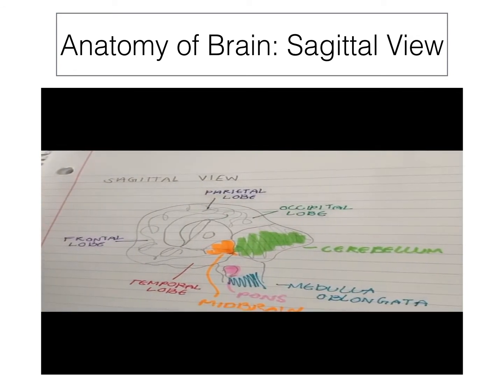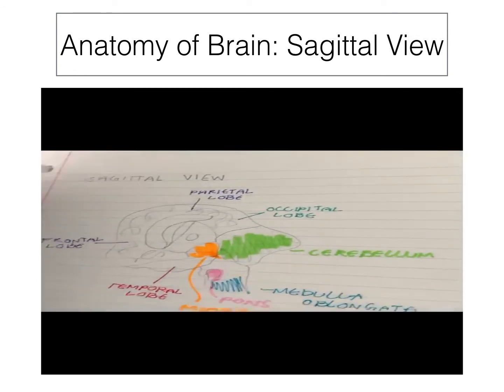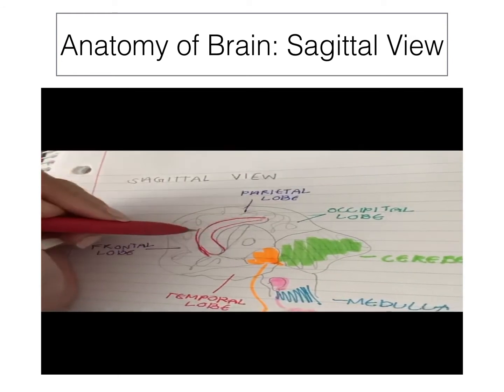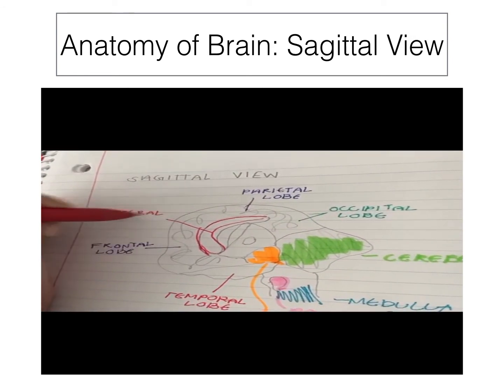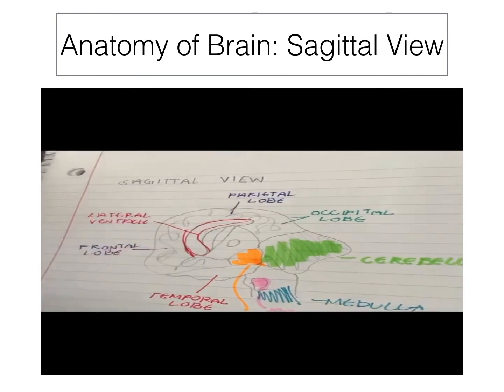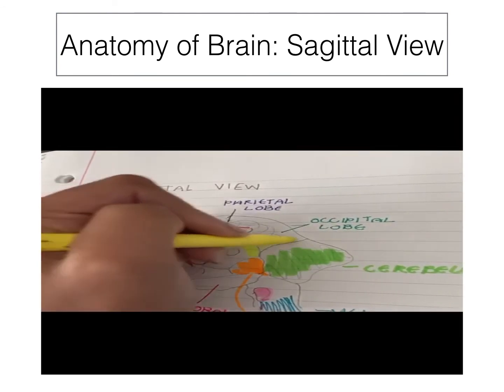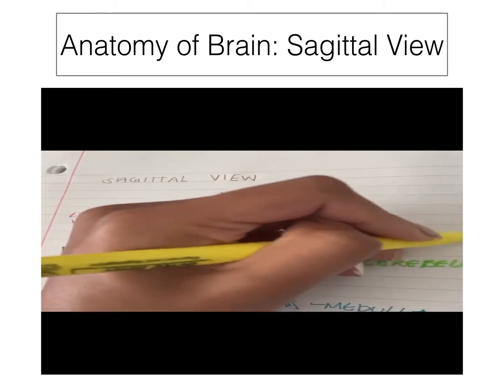One of the main areas is the lateral ventricle, but I'm not going to be talking about this too in depth, because that's part of the CSF, cerebrospinal fluid circulation, and that's not a topic I'll be discussing in this lecture necessarily. But what I wanted to discuss is the diencephalon.